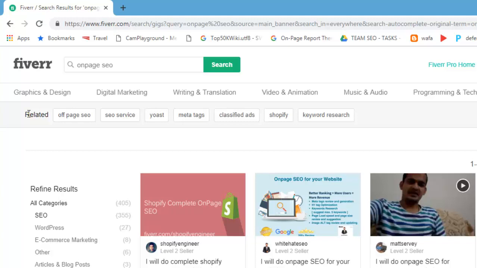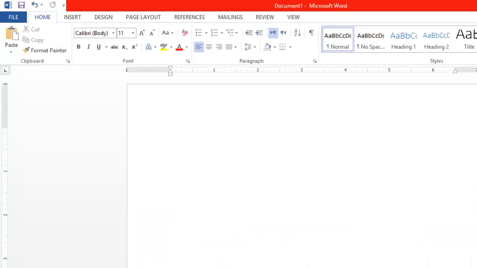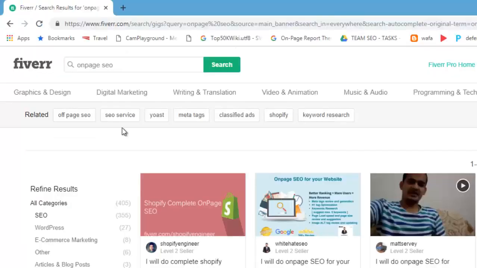For example, if I see the first keyword, which is off-page SEO, basically this is related to my keyword, but this is opposite to the service which I am offering. So I will not use this keyword. So the first keyword is on-page SEO, and let's open the Word document and let me write all the keywords. Okay, the first keyword is on-page SEO. The second keyword is SEO service. This is also related.